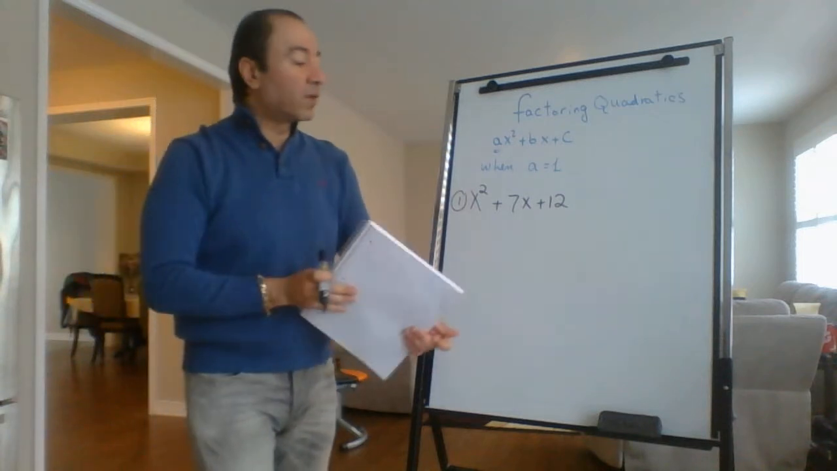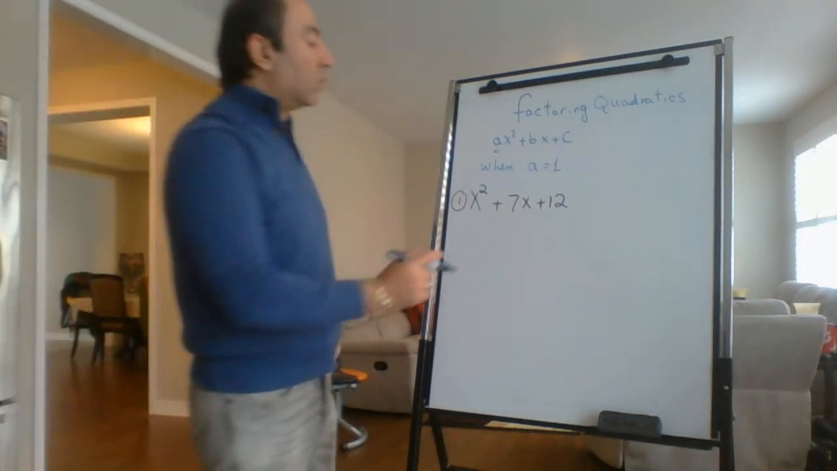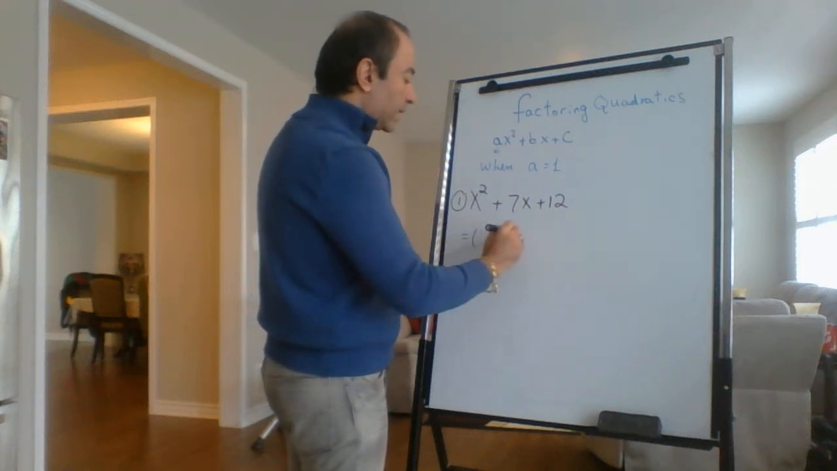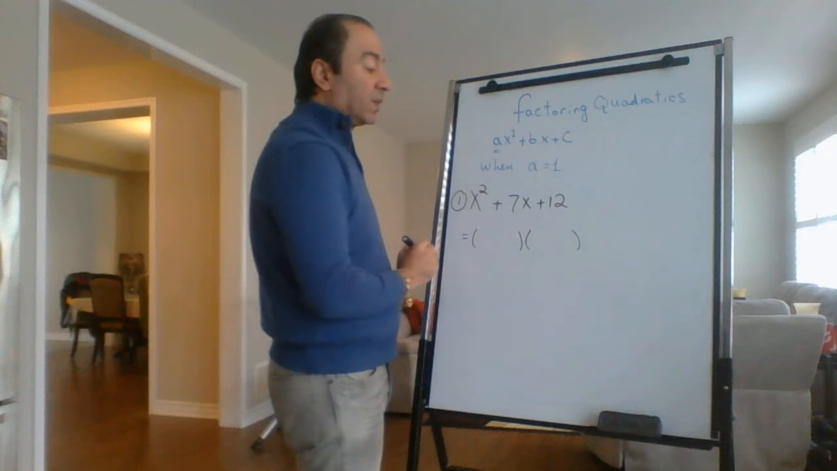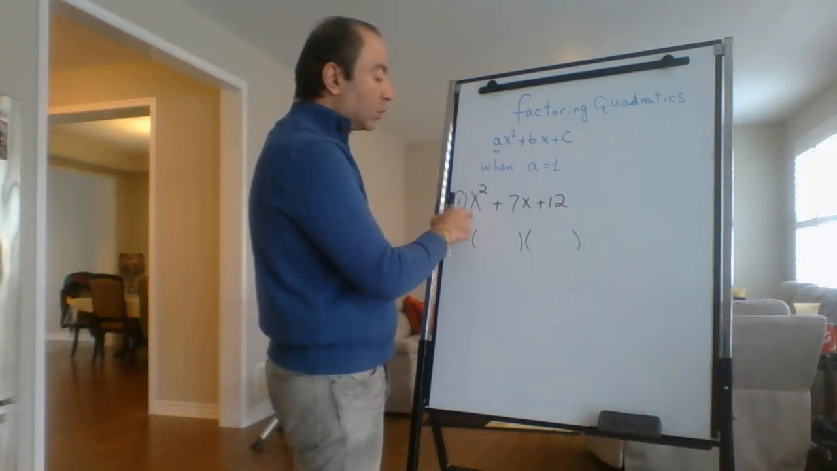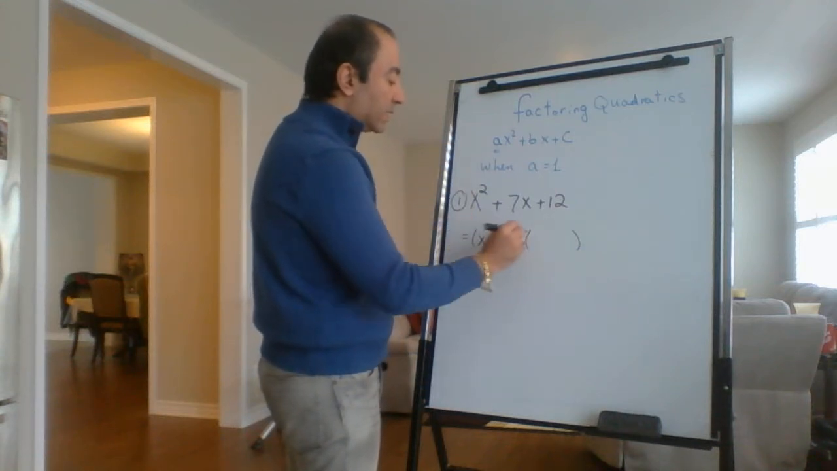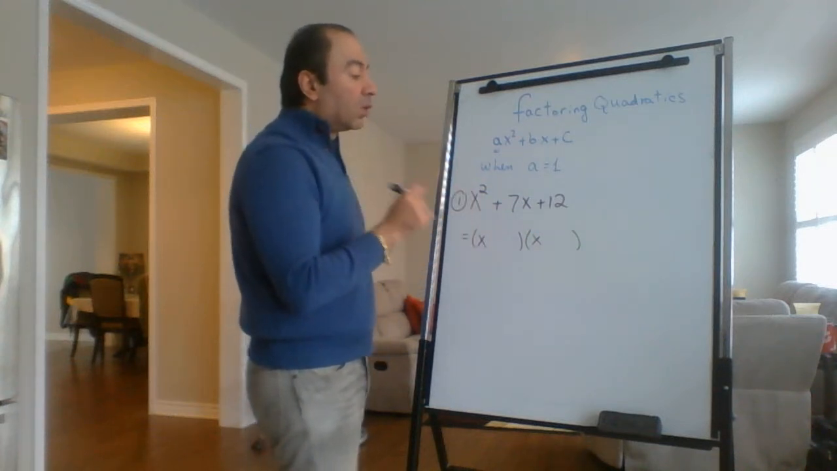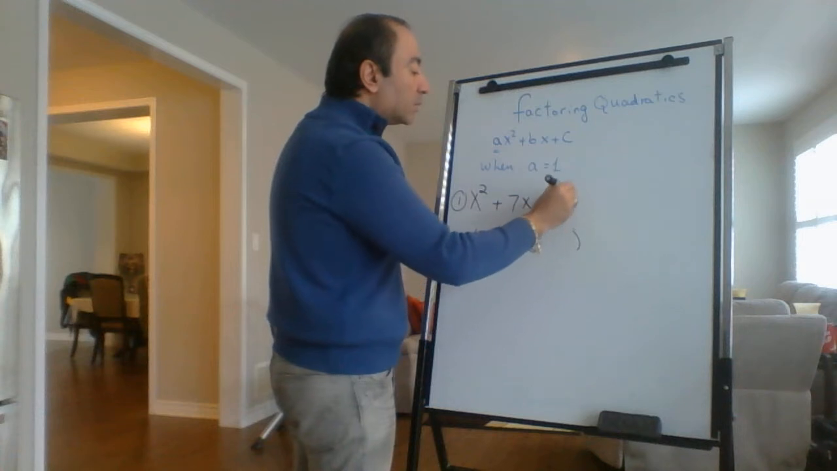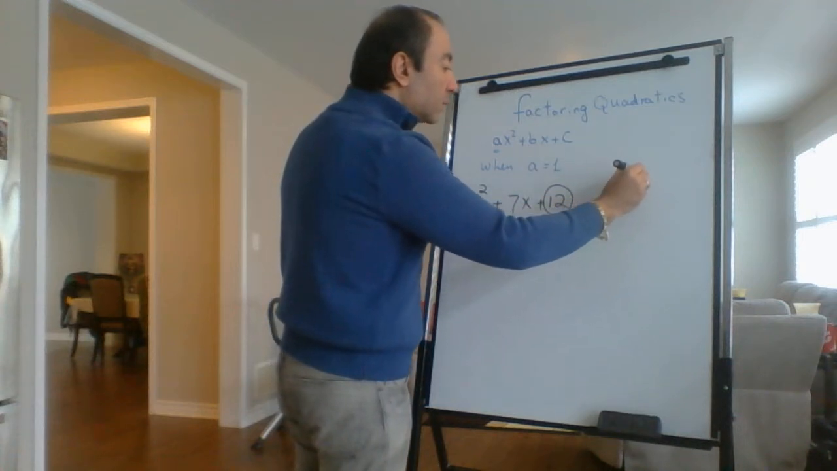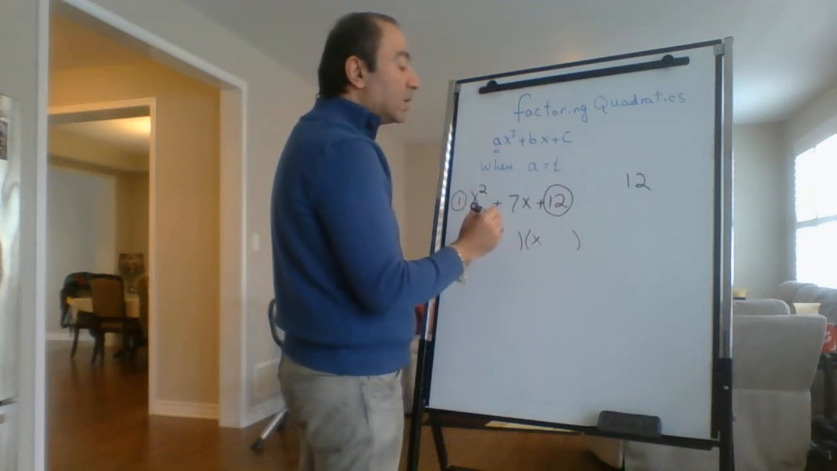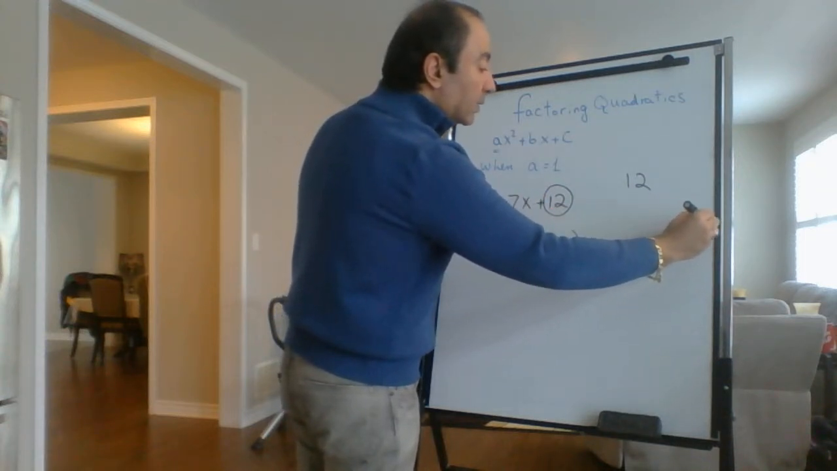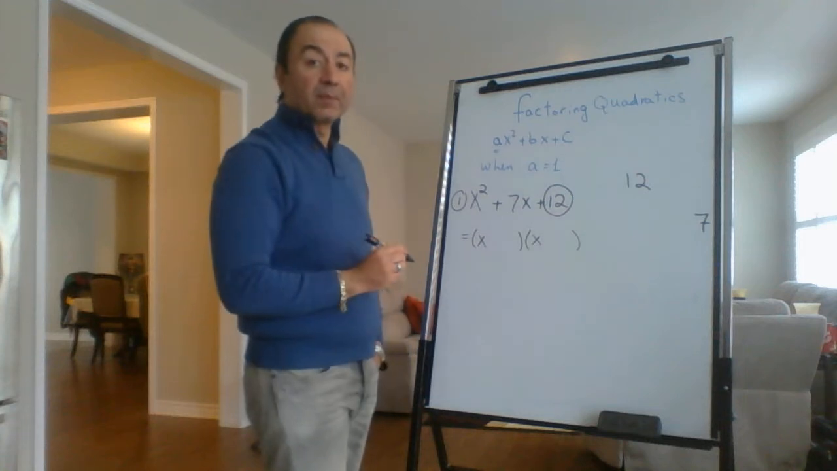So when we try to factor this, when a is 1, first we need to open two brackets like this because it will be in factored form. Then this x squared, we're going to write it as x and x, because x times x is x squared. Then we need to think of two numbers multiplied to 12. We need to think of two numbers multiplied to c and add to b, at the same time.